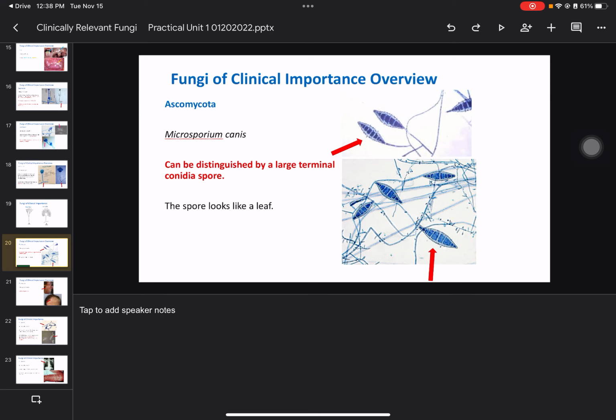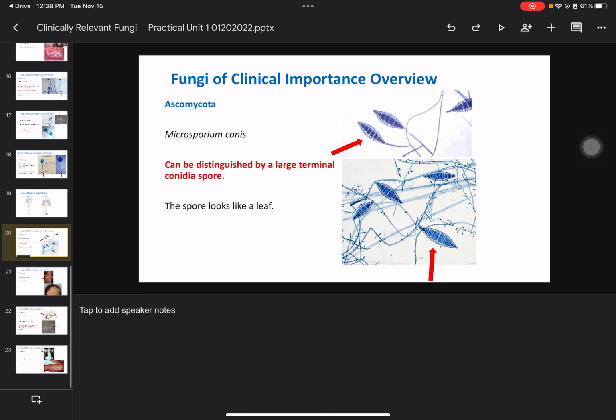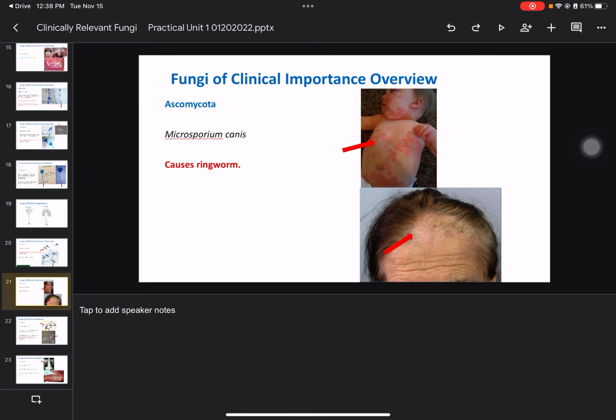And these are the infections it causes. So here is tinea corporis, this is ringworm of the body. And this is tinea capitis, ringworm of the head. Okay? Questions? You getting all this?